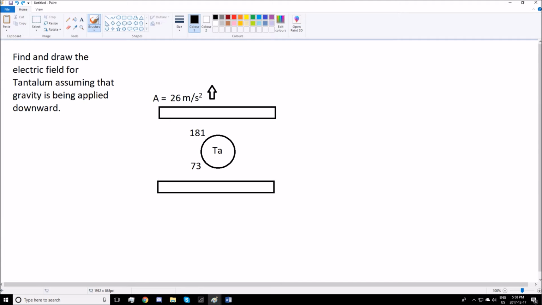Find and draw the electric field for tantalum, assuming that gravity is being applied downward. So the first thing we do is we need to solve for the mass of the particle. So you'd use this number, and you'd multiply it by the constant for the mass of a proton, and it would look something like this. So with that being said, then you can solve that out, and you'll get an answer something around this.